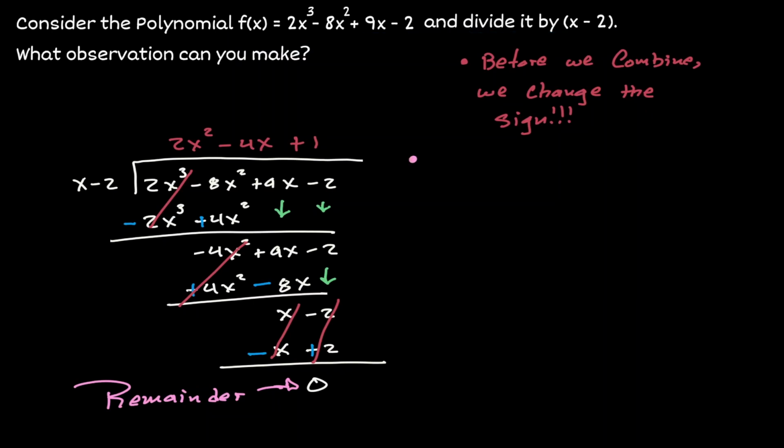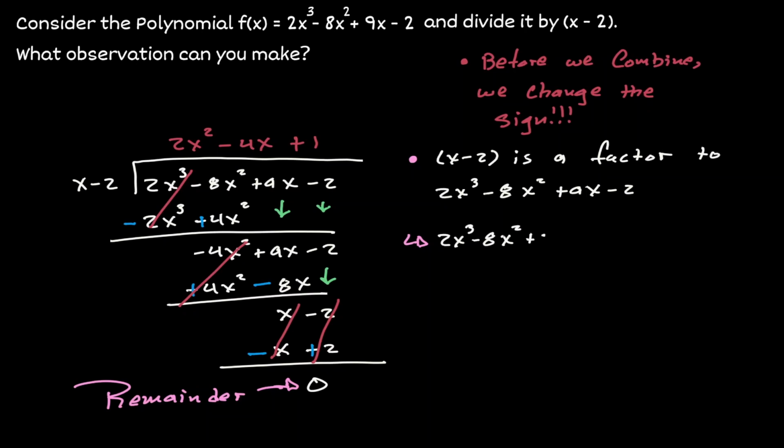So we can conclude that x minus 2 is a factor to the expression of 2x to the third minus 8x to the second plus 9x minus 2. In other words, we can get the expression on the numerator, and we can say that that is equivalent to the denominator times the expression that we had on the top, 2x squared minus 4x plus 1.